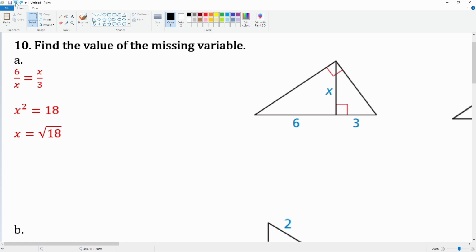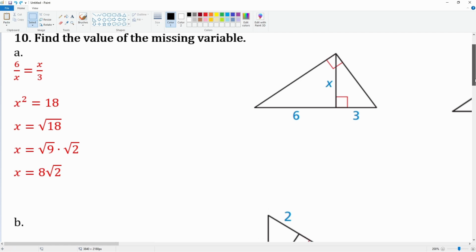Square root both sides. Square root 18 does simplify because there's a perfect square of 9 in there. So the square root of 18 breaks down to square root of 9 times square root 2. Square root of 9 becomes 3. This should be a 3, not an 8. So this should be 3 radical 2. I'm going to fix it in the end.